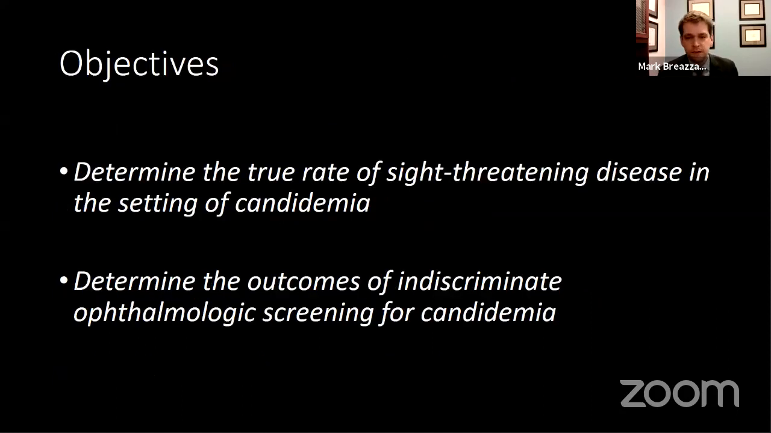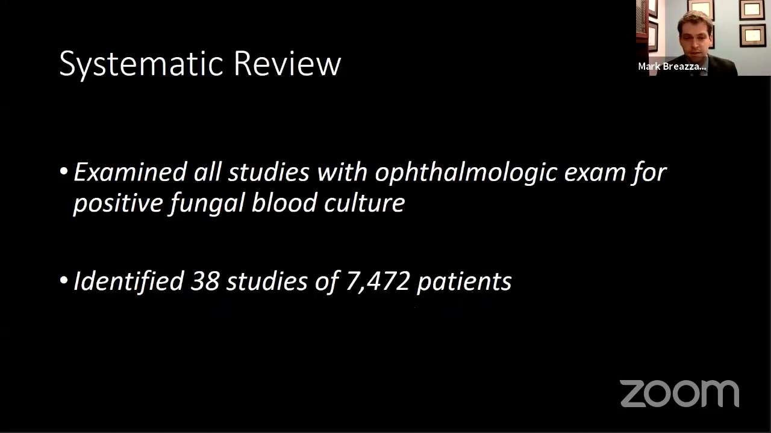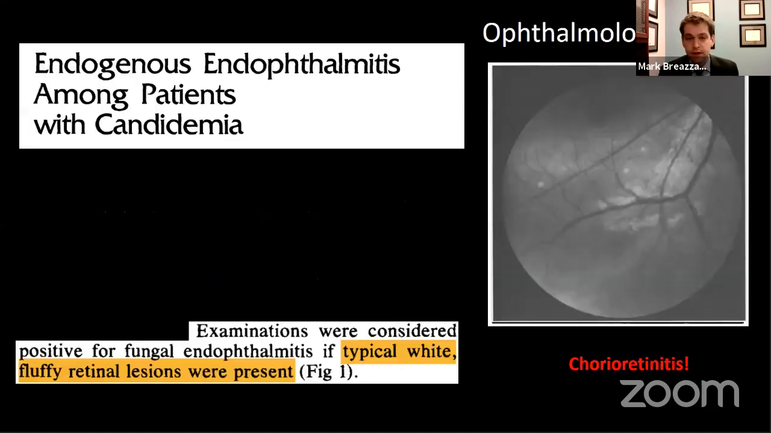And so what our group did was we had 2 main objectives. One is to determine the actual rate at which sight-threatening disease in the setting of candidemia is occurring. And two is to figure out what the actual outcomes are of this indiscriminate ophthalmologic screening for candidemia. To do this, we looked at all possible studies throughout the literature, and we were able to find 38 studies of approximately 7,500 patients, looking specifically at fungal organisms in the bloodstream leading to routine screening.